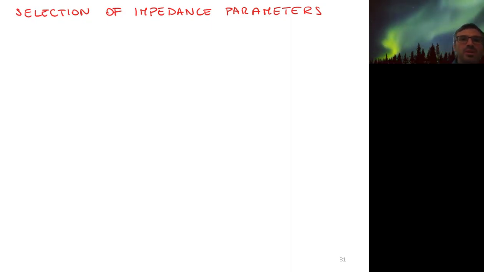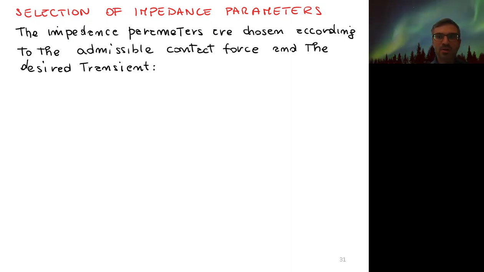People implement impedance control, and now they need to set some values for the stiffness, damping matrix and inertia. This is a way, according to my experience and also Professor De Luca's insights, to tune these parameters. First you need to think about what are the admissible contact forces that you accept at the end effector, and also the desired transient that you want.